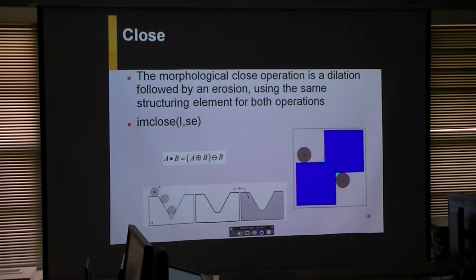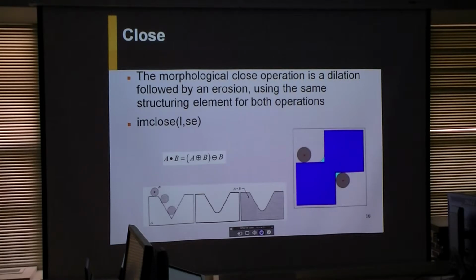Based on these two elements, dilation and erosion, we define two next operations, close and open. The meaning of close and open is, for example, first we do a dilation followed by an erosion.